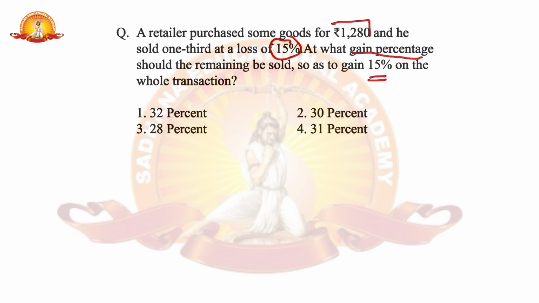So no need to use 1280. I suggest don't touch 1280. If you use 1280 to solve the problem, it will be very difficult to get the answer. The process will be very long. Let us try to apply the allegation method to get the answer. So I'm taking the allegation method.